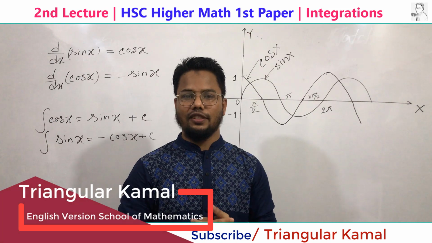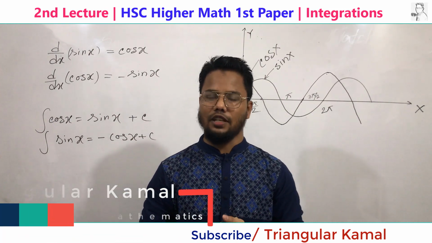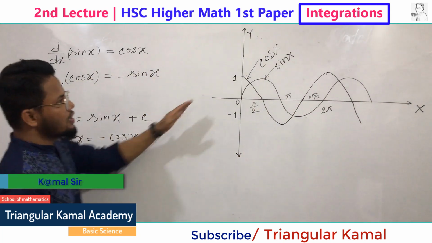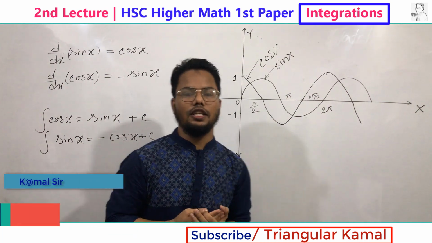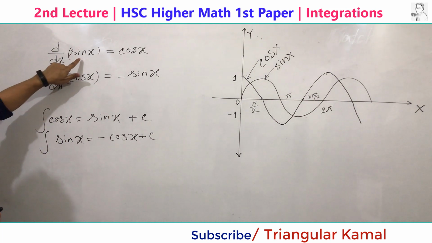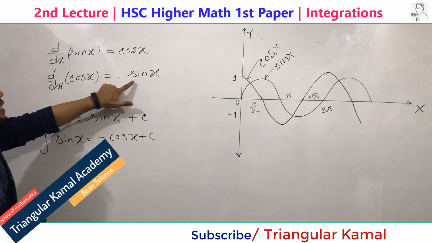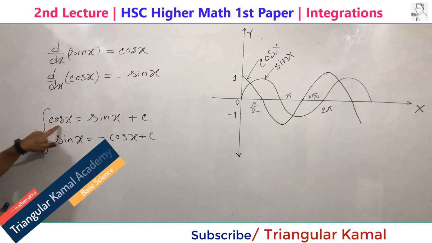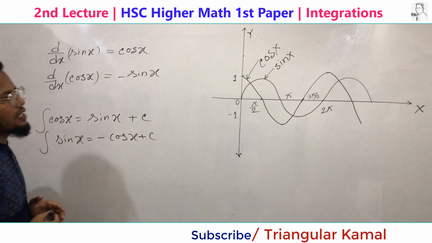Today I am going to discuss some content from higher mathematics for the students of intermediate level. Basically I am going to show what the relation is between the sine and cosine graphs and how we can find the relation between differentiation and integration. We see here the differentiation of sin x equals cos x and of cos x equals minus sin x. But in terms of integration, the integral of cos x equals sin x plus c and of sin x equals minus cos x.